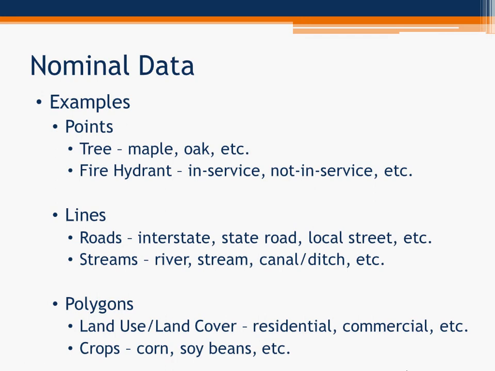You may remember some of these from previous lectures and demonstrations. The Patterson Park tree inventory, for example. We very simply identified species, and in a species field we identified maple, oak, or green ash, or something along those lines. Using fire hydrants for a fire department application of GIS, whether each fire hydrant is in service.